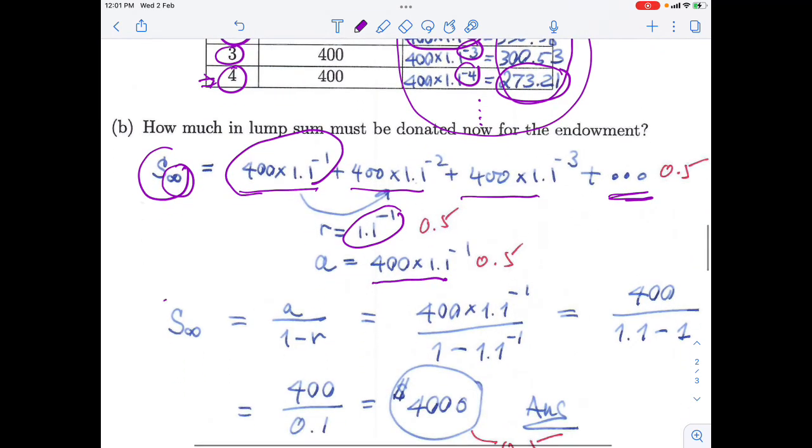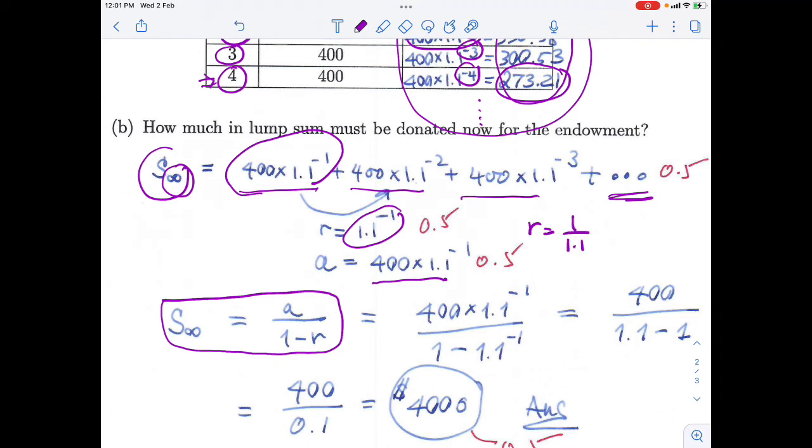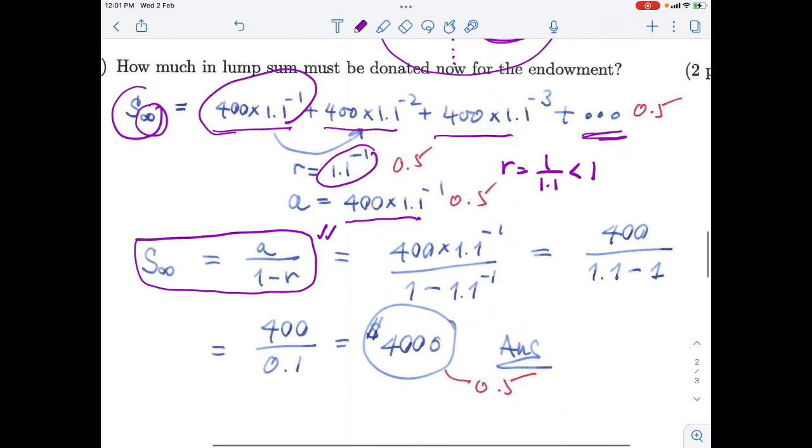Okay, so you use the formula, a divided by 1 minus r, and you see that the r, which is 1 over 1.1, is definitely less than 1, so you can use this formula. Okay, so you plug in everything. So a is 400 multiplied with 1.1 to the power negative 1, over 1 minus r. Okay, compute this, you get 4,000.